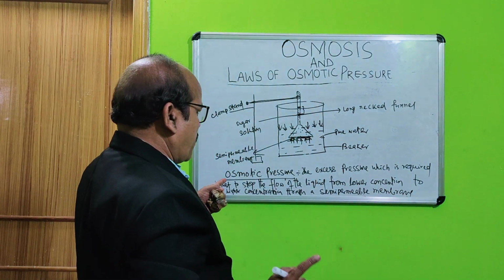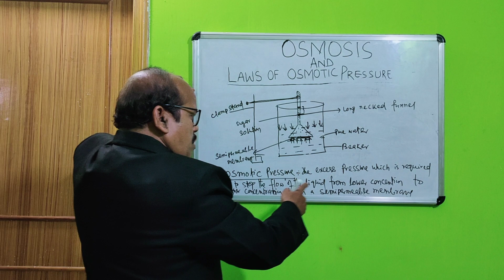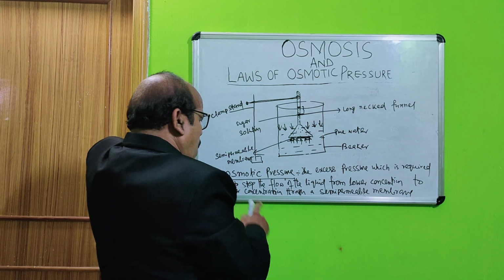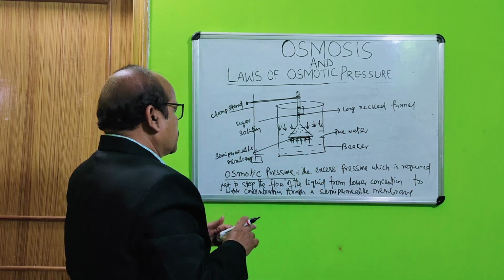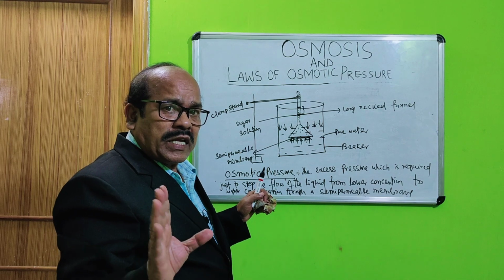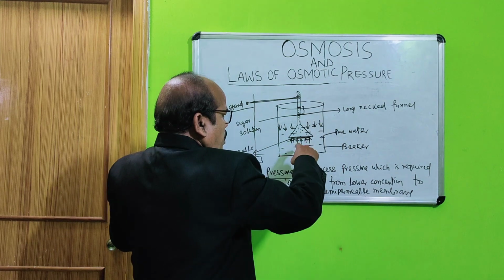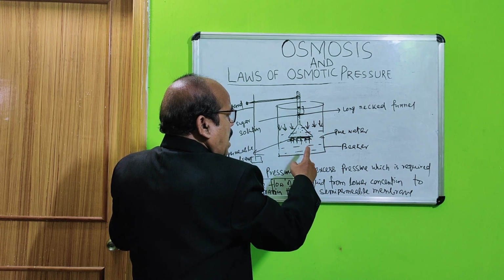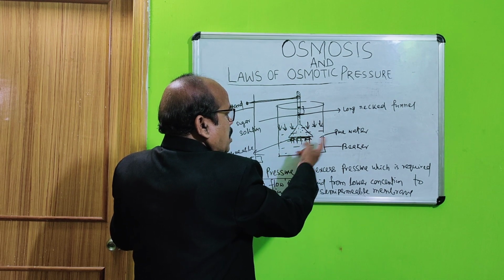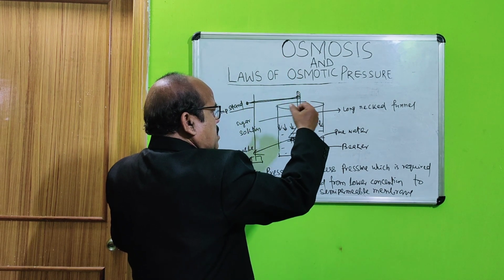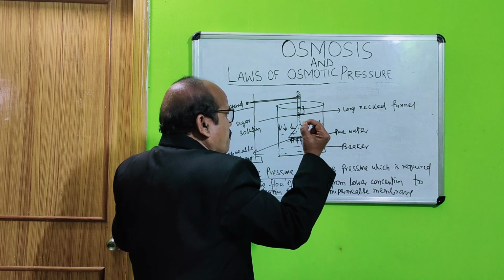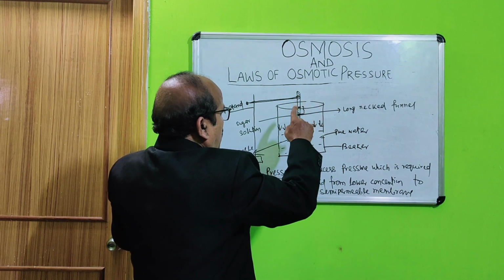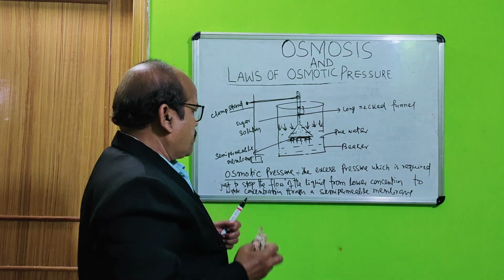So osmotic pressure is defined as the excess pressure which is required just to stop the flow of the liquid from lower concentration to higher concentration through a semipermeable membrane. Are you following osmotic pressure? Because here there is a pressure, the solvent will move from lower concentration to higher concentration through a semipermeable membrane. Now the question arises, to what extent will it rise? If I keep my tip here, I shall feel some pressure. The excess pressure required just to stop the flow from lower to higher through a semipermeable membrane is called osmotic pressure.